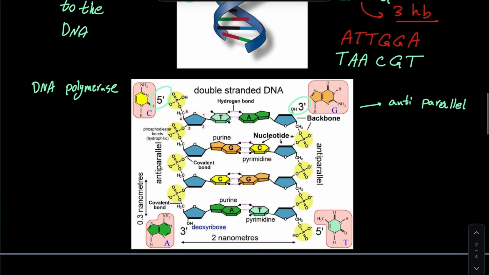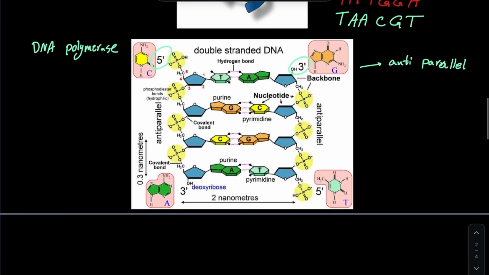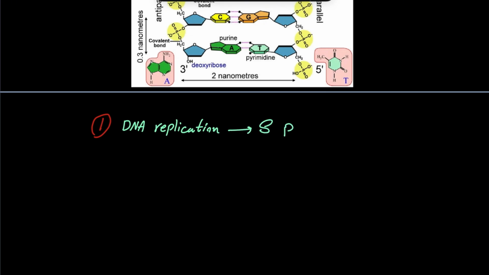Before moving on, let's quickly summarize the key ideas we've learned. I will summarize this video for you. So, number 1. DNA replication occurs before cell division, during the S phase of the cell cycle. DNA replication in S phase, before mitosis.